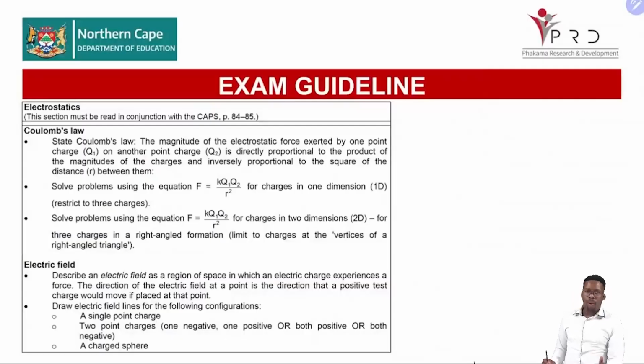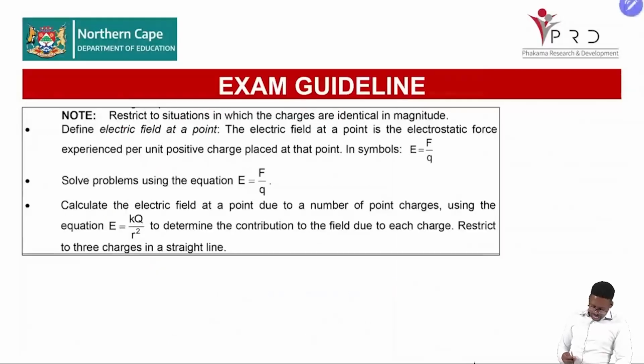We are saying that number one, we must know the expected definitions. The examiner can say state Coulomb's law. So we must state Coulomb's law according to the exam guideline. Or define electric field. Or electric field at a point. So these are the three definitions that we need to make sure that we know them. Coulomb's law, electric field, and electric field at the point.